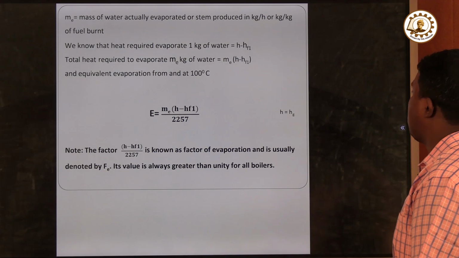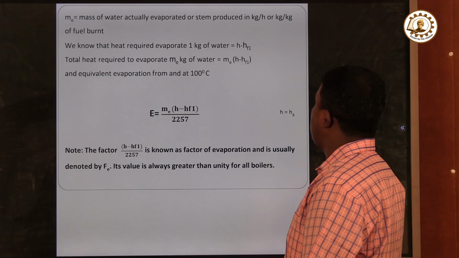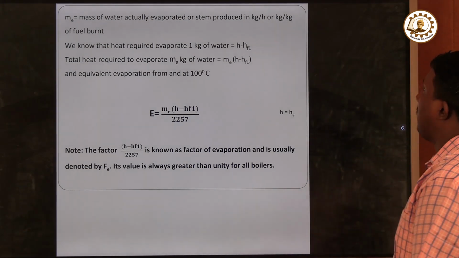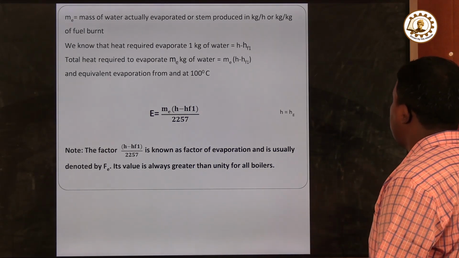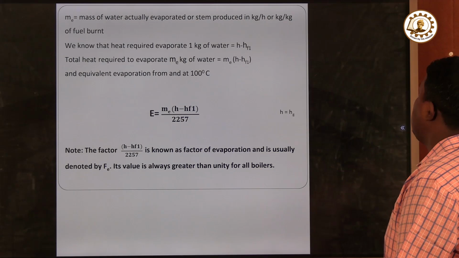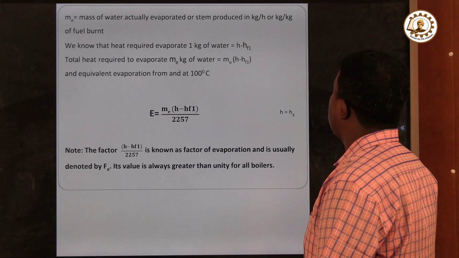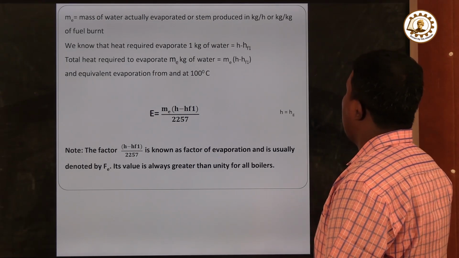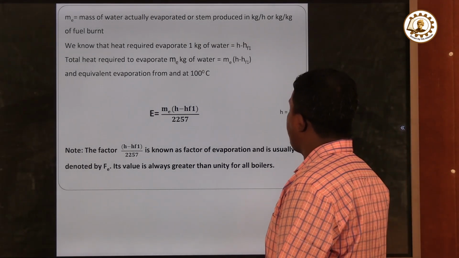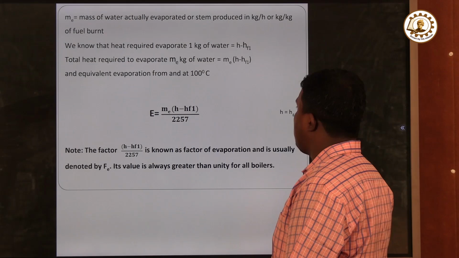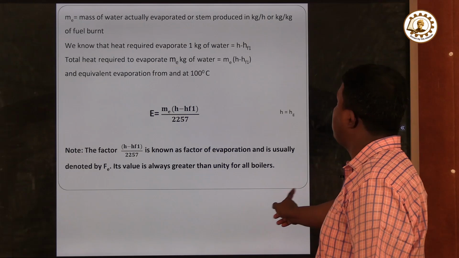The mathematical expression for the evaporative capacity is mE into (H minus hf1) divided by 2257, where mE is the mass of the water actually evaporated or produced, in kg per hour or kg per kg of the fuel burnt. We know that the heat required to evaporate 1 kg of water is equal to H minus hf1, and the factor (H minus hf1) divided by 2257 is known as the factor of evaporation, denoted by Fe. Its value will always be greater than unity for all boilers.